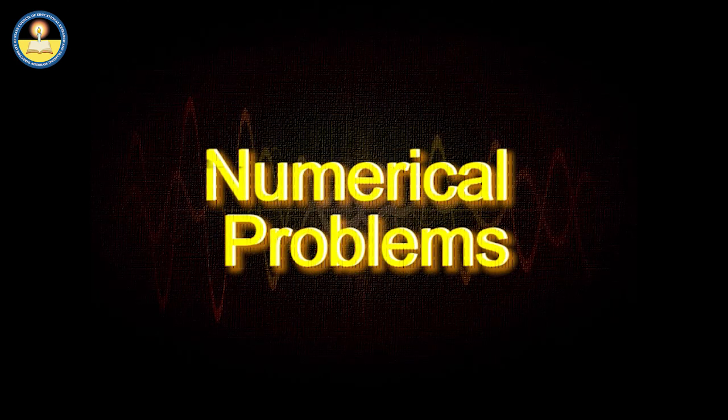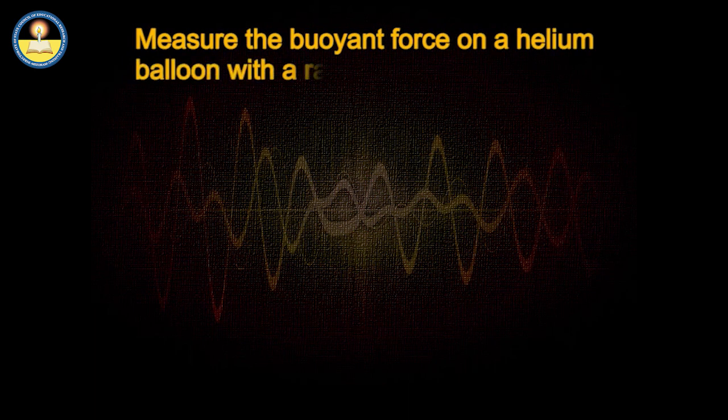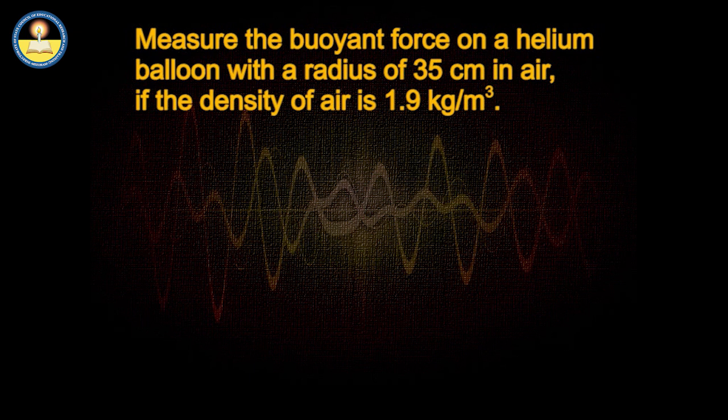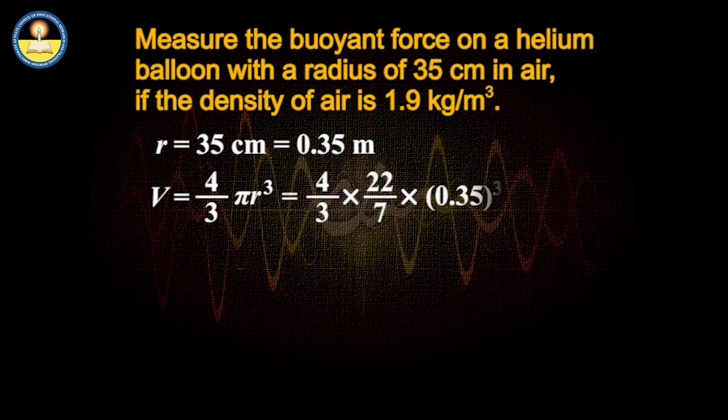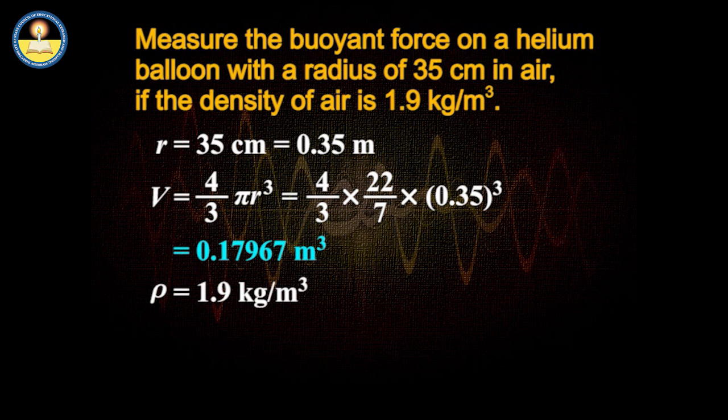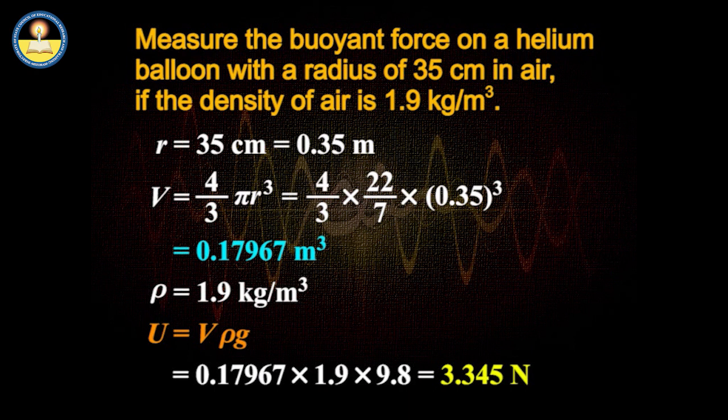Let's try some problems. Measure the buoyant force on a helium balloon with a radius of 35 centimeters in air, if the density of air is 1.9 kilograms per meter cube. Here, the radius of the balloon is 35 centimeters or 0.35 meters. Hence, the volume of the balloon is 0.17967 meter cube. This is also equal to the volume of air displaced by the balloon. Since the density of air is 1.9 kilogram per meter cube, the buoyant force on the balloon, which is equal to the weight of the air displaced by the balloon, comes out to be 3.345 newtons.